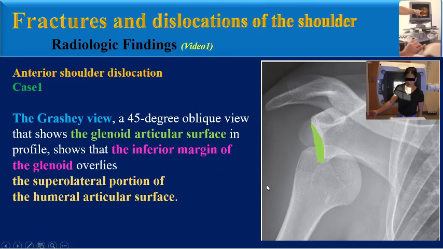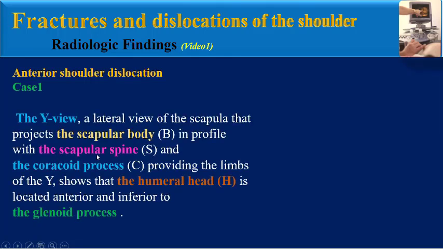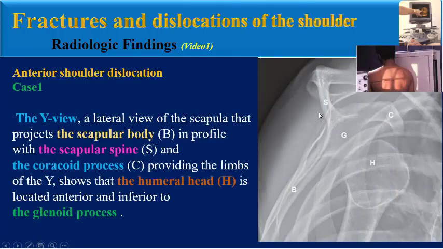The Grashey view, which is a 45-degree oblique view that shows the glenoid articular surface in profile, shows that the inferior margin of the glenoid overlies the superolateral projection of the humeral articular surface. The Y view, which is a lateral view of the scapula that projects the scapular body in profile, with the scapular spine and the coracoid process providing the limbs of the Y, shows that the humeral head is located anterior and inferior to the glenoid process.